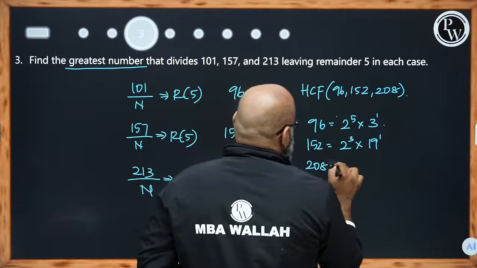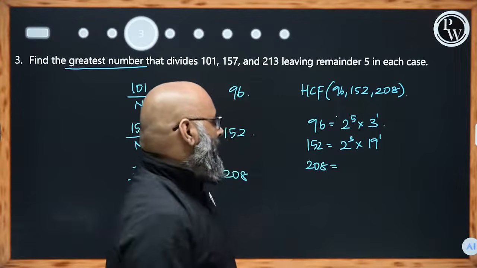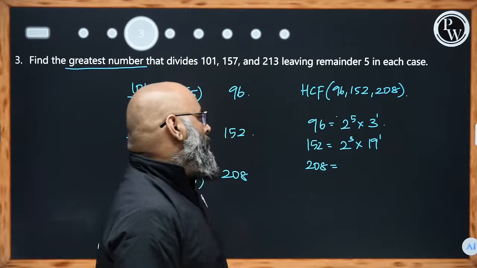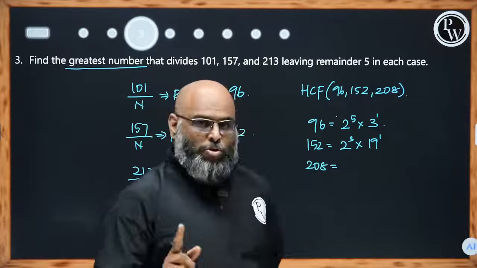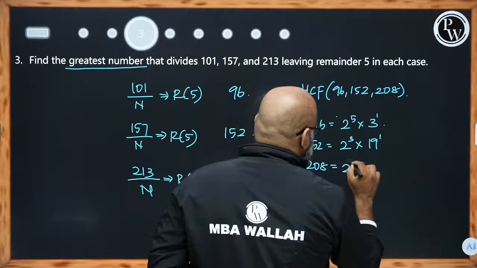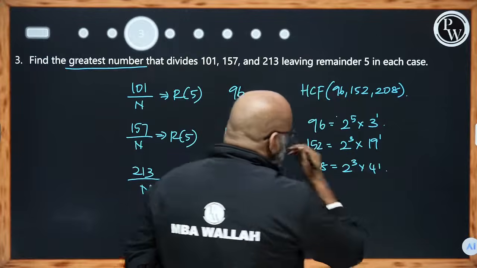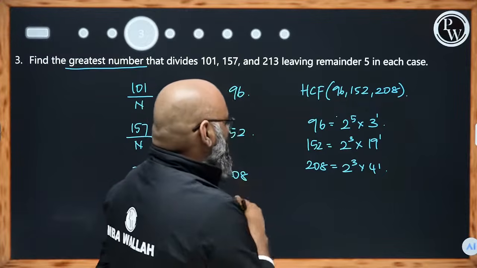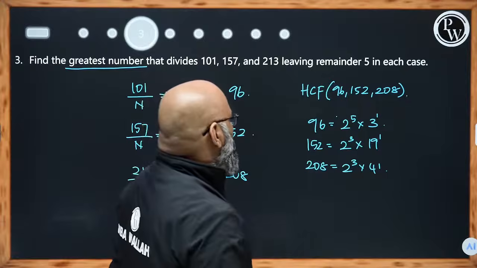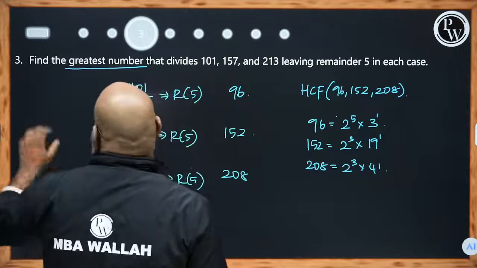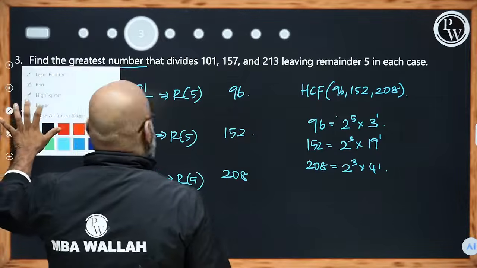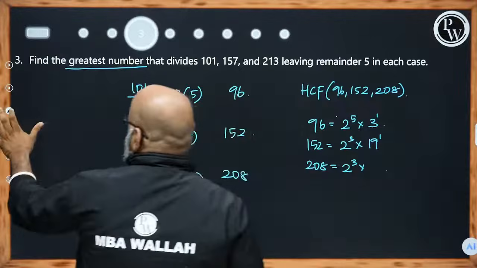208 goes well in 8 for me. 8, it would be 41 times. So that is 2 power 3 into 41. Not 41, sorry. 25, 26, 2 power 4. My bad. 2 power 4.